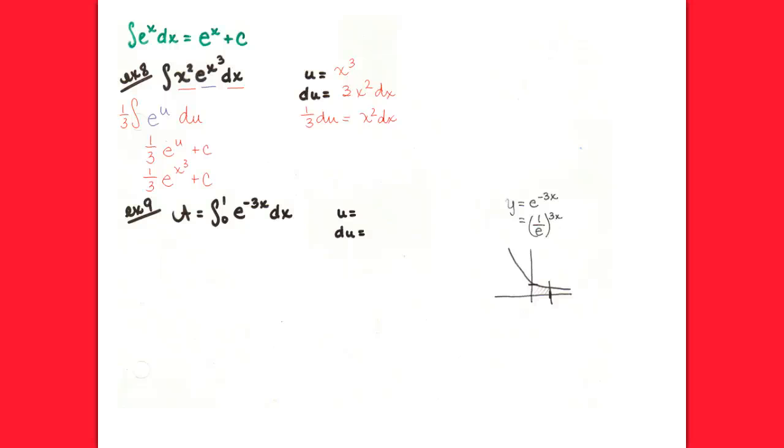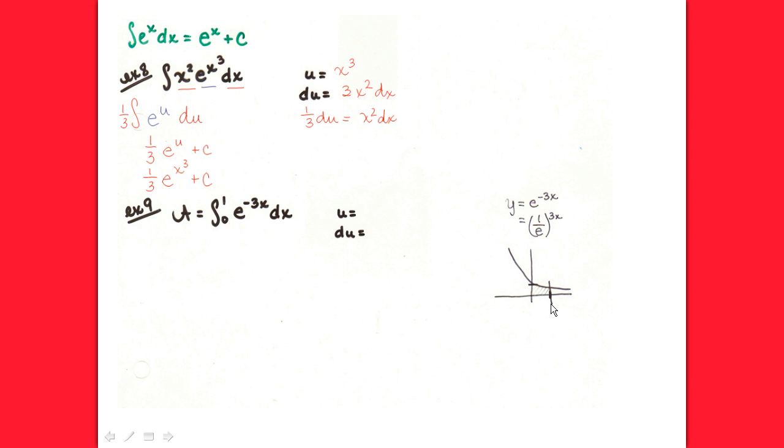All right, example 9. Find the area under the curve. It never goes away, right? Find the area under the curve y equals e to the negative 3x from 0 to 1. Okay, so if I've got e to the negative 3x, that's the same thing as 1 over e to the positive 3x. So that's going to be one of those decreasing functions. And they asked me to find the area between 0 and 1.